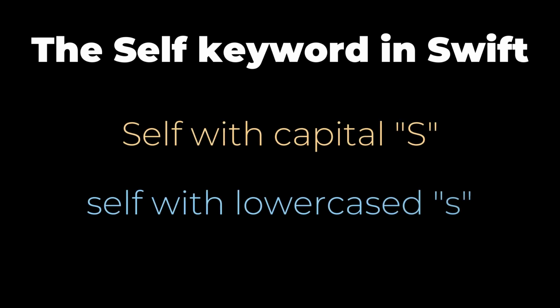In Swift, the self keyword has a special and important purpose, but it comes in two variations: self with capital S and self with lowercase s. Although it's the same word, these two self variations have significant differences, which I will try to highlight in this video through simple code examples.